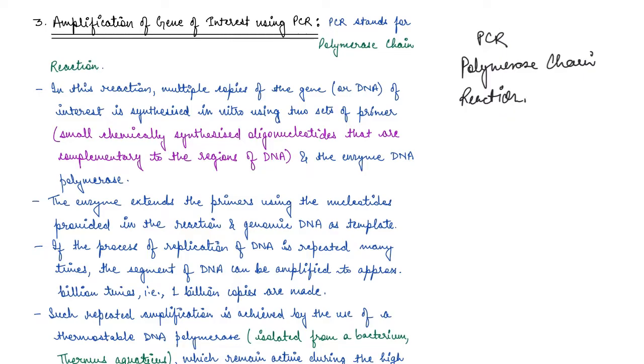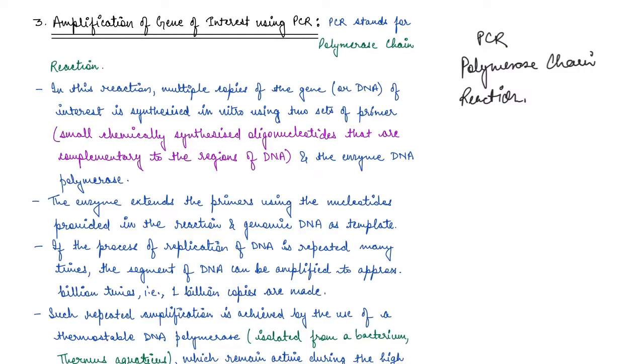So in this reaction, multiple copies of the gene of interest are synthesized, and this is done in vitro, inside the lab. Now, what we do is we use two sets of primers, right? These primers are nothing but small chemically synthesized oligonucleotides, and these oligonucleotides are complementary to the region of DNA. So for the DNA that we are going to make copies of, we take two sets of primers, and the enzyme DNA polymerase, right?